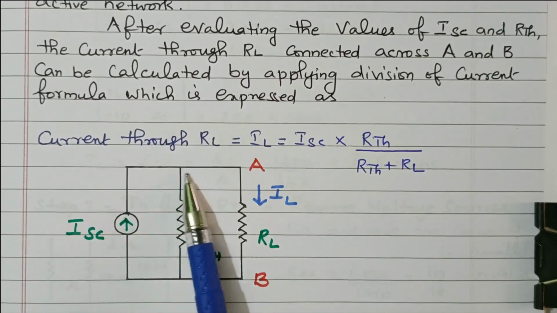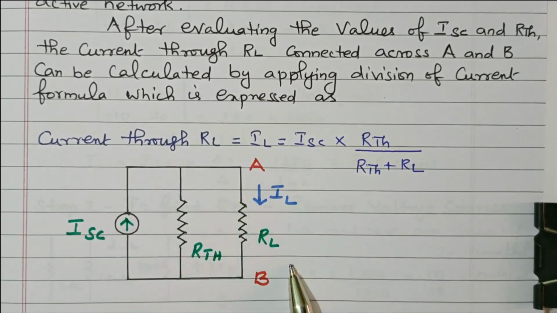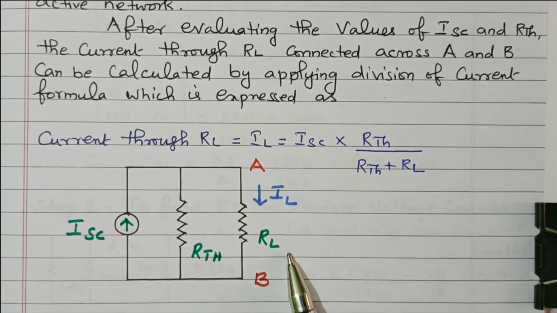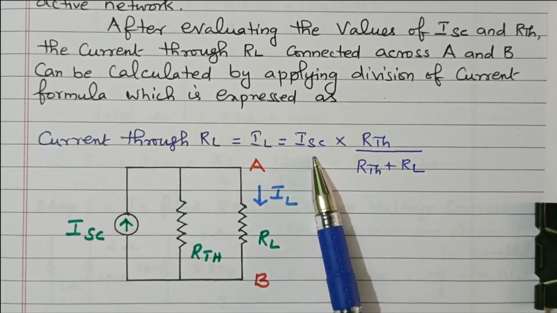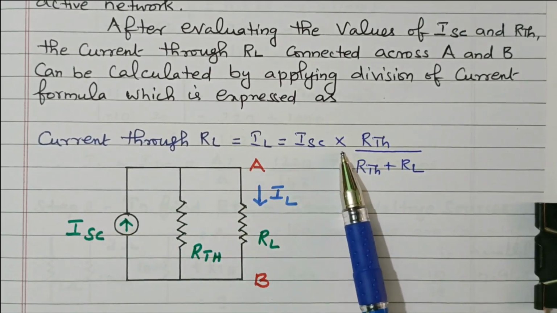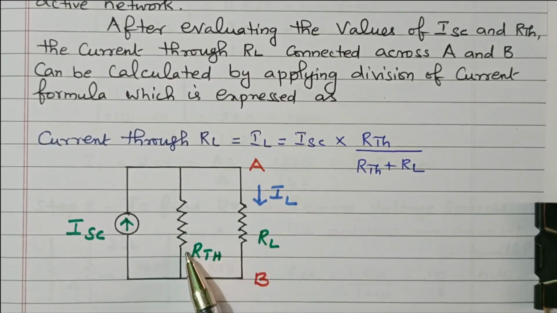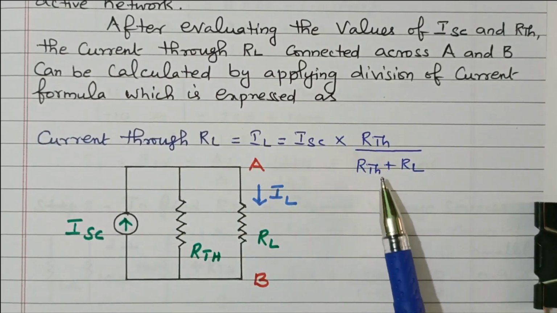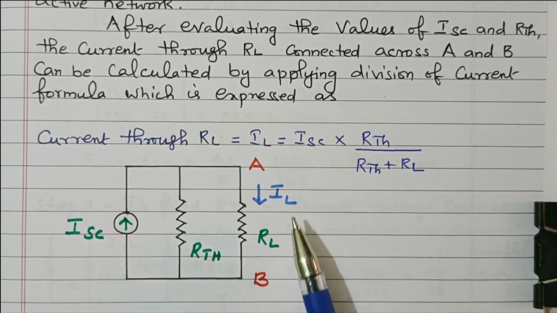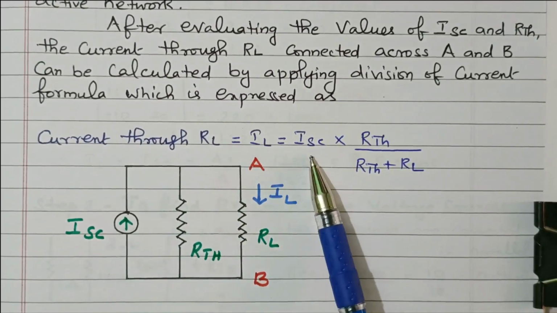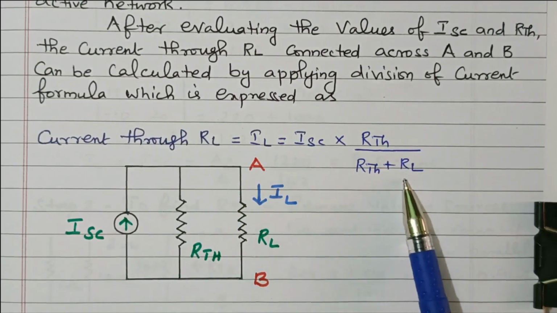So the short circuit current is flowing, and at this point the current is divided. The current flows through the R Thevenin as well as RL. So by using the current divider rule, we can find the current through RL, that is IL equal to, what is the formula? Total current multiplied by the resistance of the other network. What we need is the current through RL, and the other network is RTH. So it is multiplied by RTH divided by the total resistance, RTH plus RL. So IL equals total current multiplied by the resistance of the other branch divided by the total resistance.